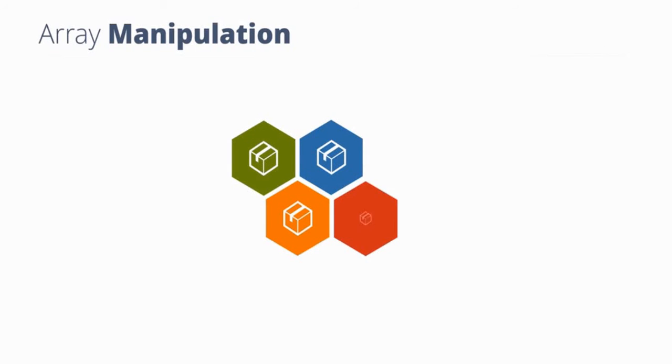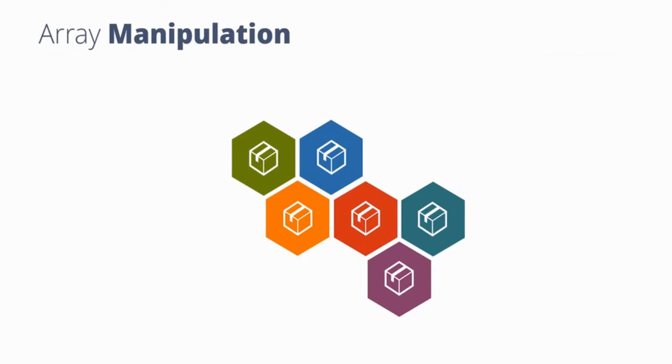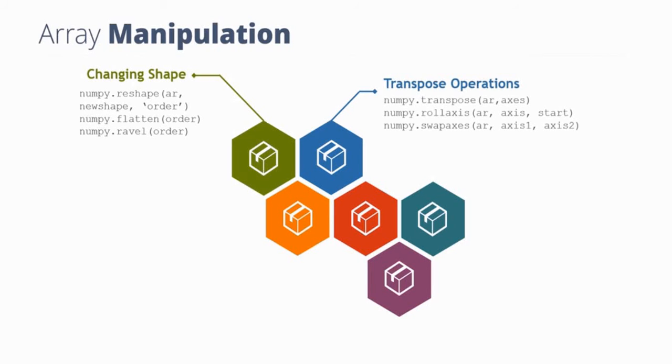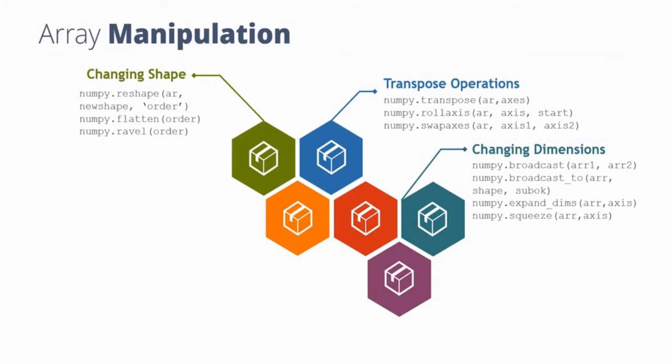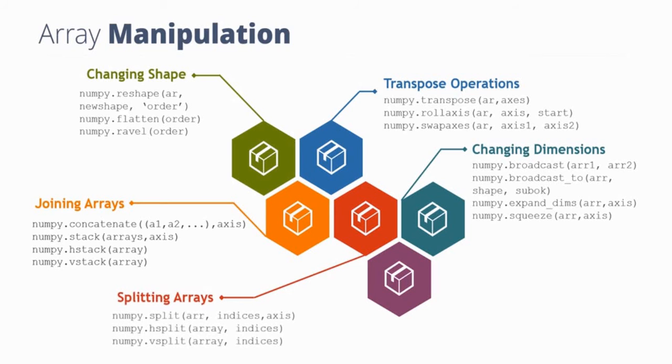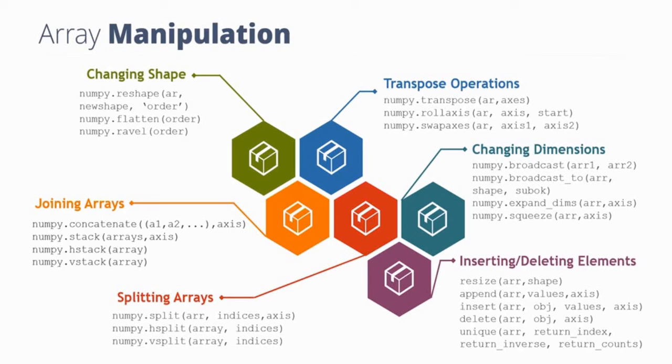As discussed earlier, NumPy is a package comprising different routines and functions for processing multi-dimensional arrays. These routines enable programmers to manipulate items in ND array object. The classification of routines is of the following types: changing shape, transpose operations, changing dimensions, joining arrays, splitting arrays, element insertion and deletion. Syntax for each of them is shown here. Go through them in detail.